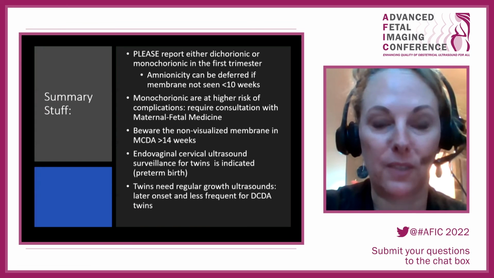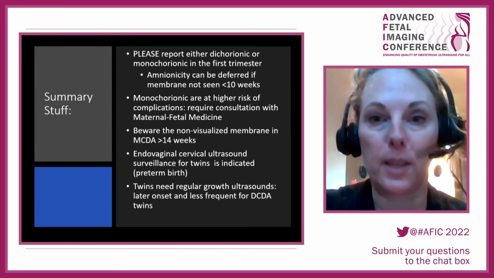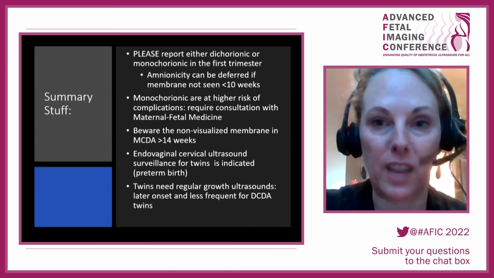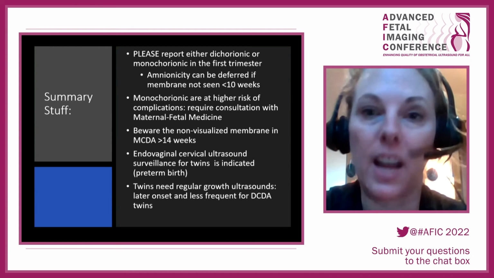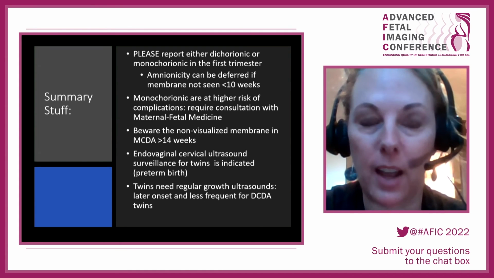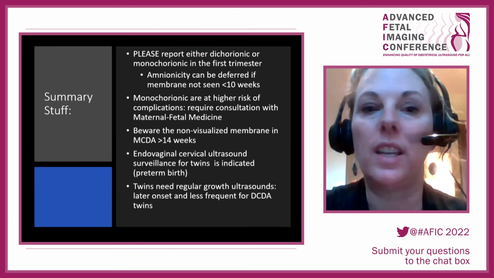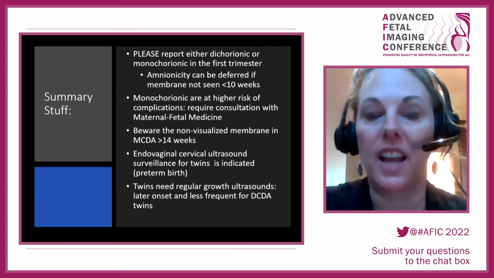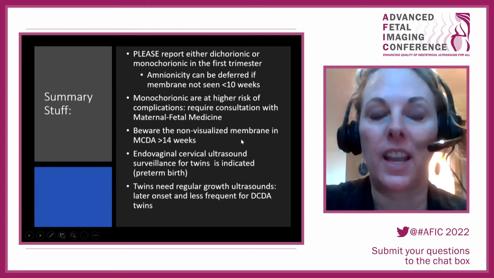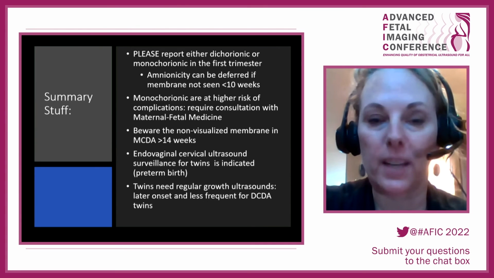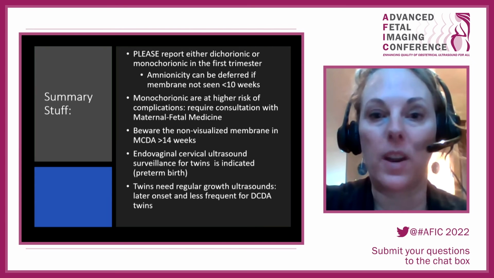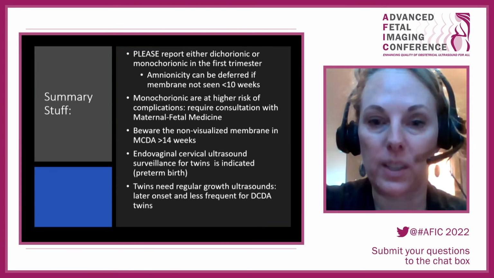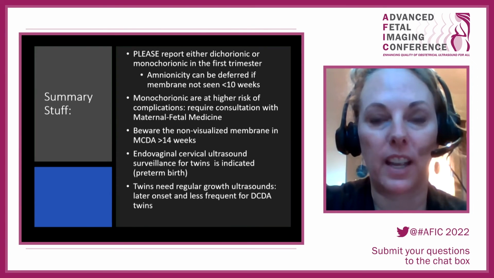So, okay. So just a summary, please, please, please report and identify and think about and understand the significance of dichorionic versus monochorionic. You can defer decisions about amnionicity till after 10 weeks, and monochorionic twins are high risk of complications. Refer to MFM and beware the non-visualized membrane. Greater than 14 weeks, do your cervical ultrasounds and growth stuff.